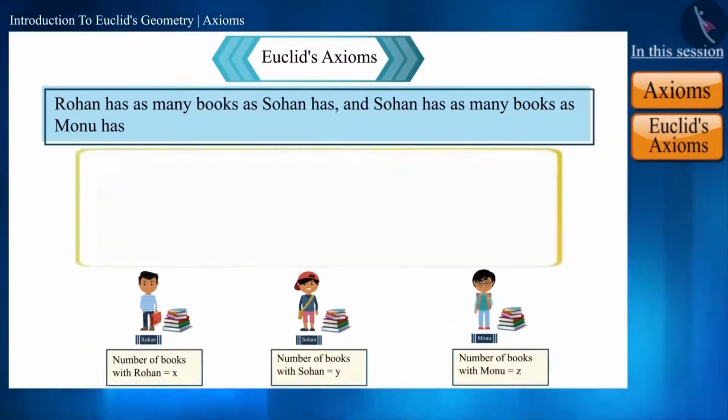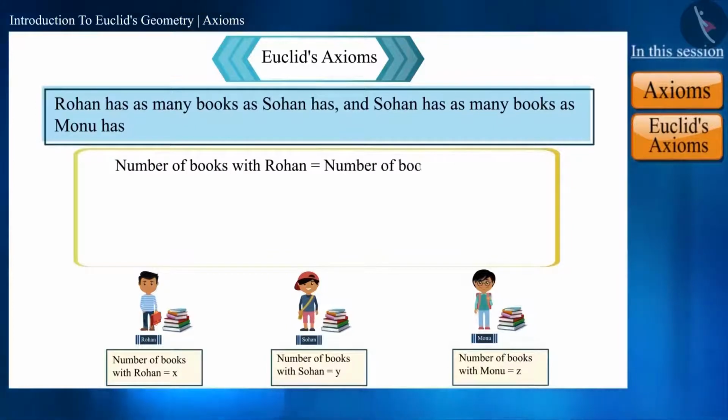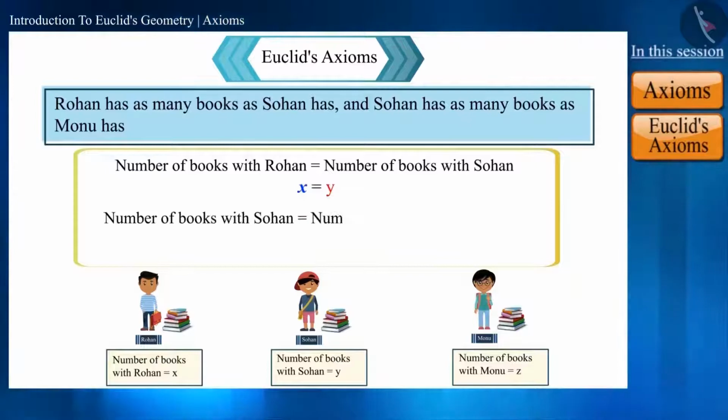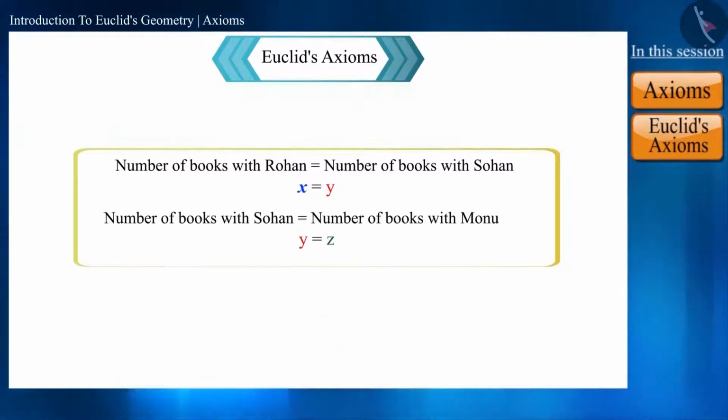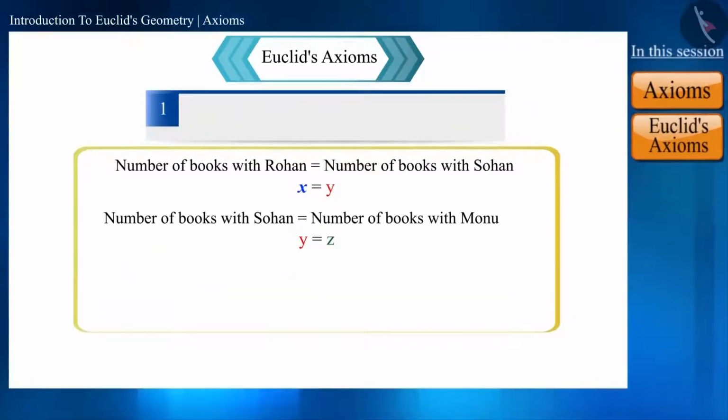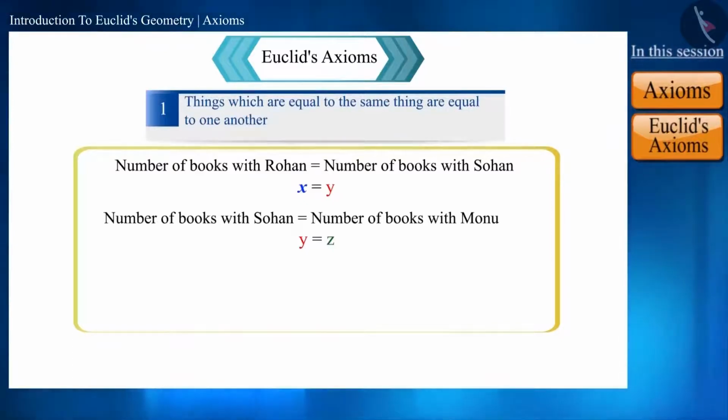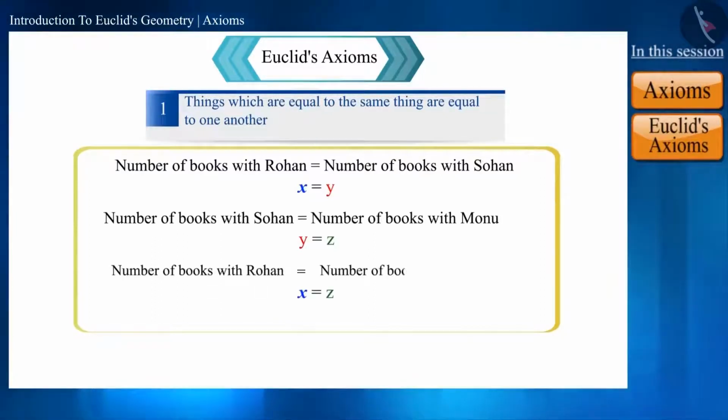According to the statement, Rohan has the same number of books as Sohan. That is, we can say that X is equal to Y. And given that Sohan has the same number of books as Monu, that is, Y is equal to Z. Note here that X is equal to Y and Z is also equal to Y. Friends, according to Euclid's first axiom, things which are equal to the same thing are equal to one another. So here, X and Z will be equal. That is, we can say that Rohan has as many books as Monu.